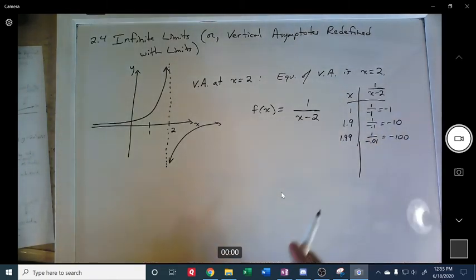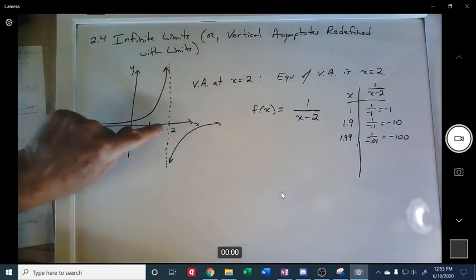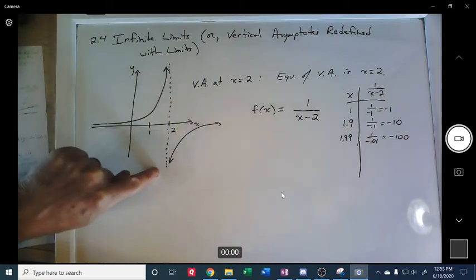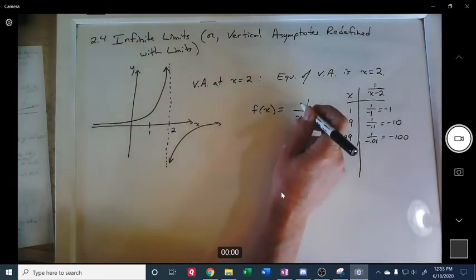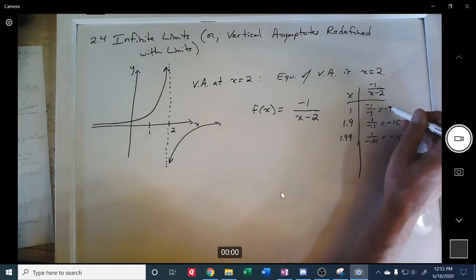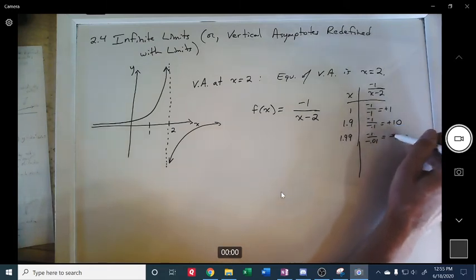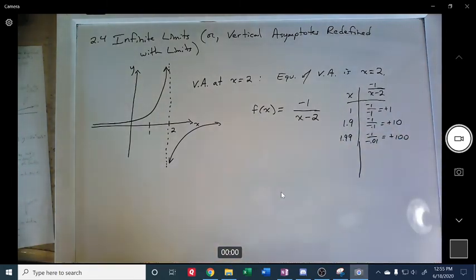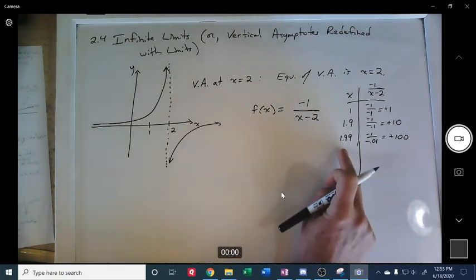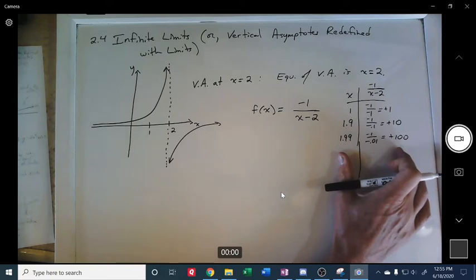All right, we see that if we had it with a positive, then on the left side of 2, we'd be large negative numbers. So we really wanted this to be negative, and if this was negative, then all of these are negatives, and these are positives. And then that would give us this shape over here. And the closer we get to 2, the more that this goes to infinity.